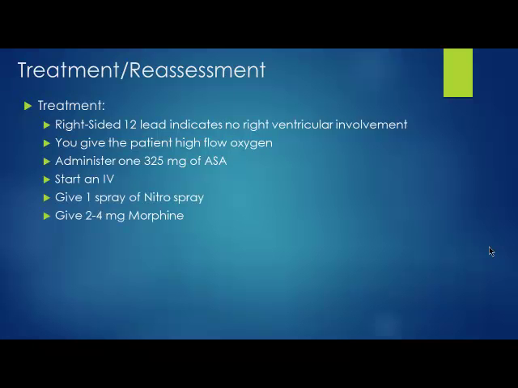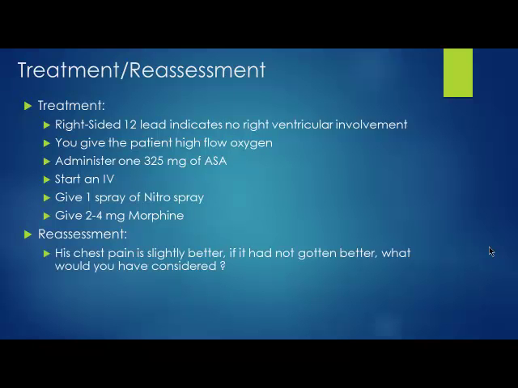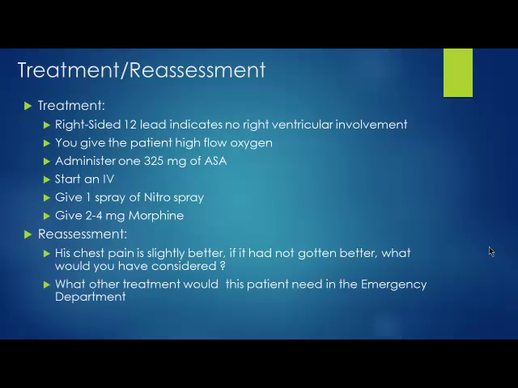Aspirin, IV, nitro, morphine. Chest pain slightly better. If it had not gotten better, what would you have considered? Checking blood pressure and then consider more nitro. Also, you've got a range of morphine, so you may have given your lower range of morphine, so you still got a little bit that you can give, right?